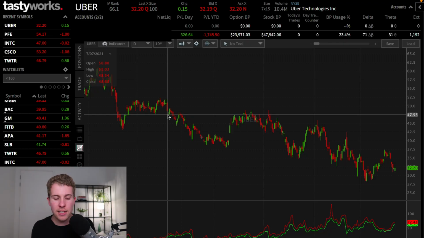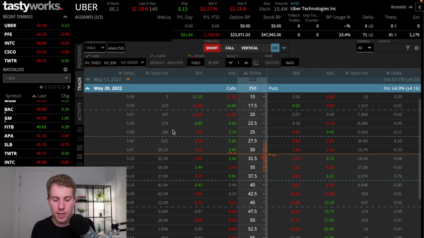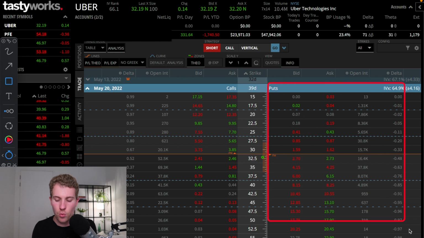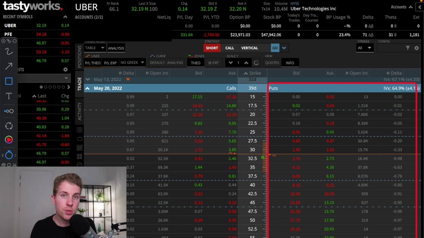But anyway, let's say that on Uber right now, I want to sell a put. Personally, I'm actually going to sell a put right now on this one. So what I'm going to do is go into the option chain and focus on the right part, because this is where puts are. Usually, I'm always going to go for the same strikes in terms of how far they are from the current stock price. I'm usually going to stick to what we call the 25 delta.